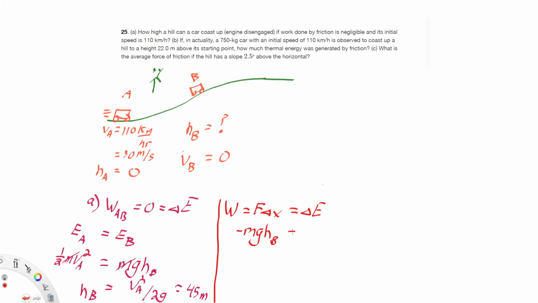On the right-hand side, we have energy at B minus energy at A. That's what we mean by delta E. But energy at B is 0, so we just have minus 1/2 mVA squared. Negative signs and m's cancel, and we get the same result. Does that answer your question, Yusuf?